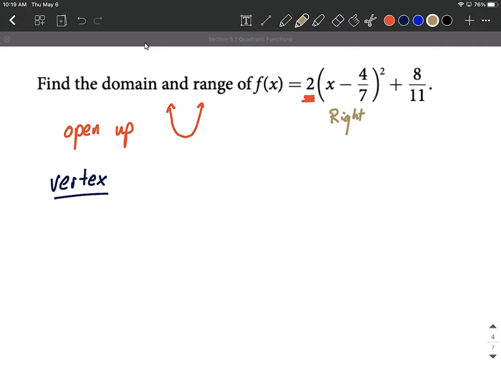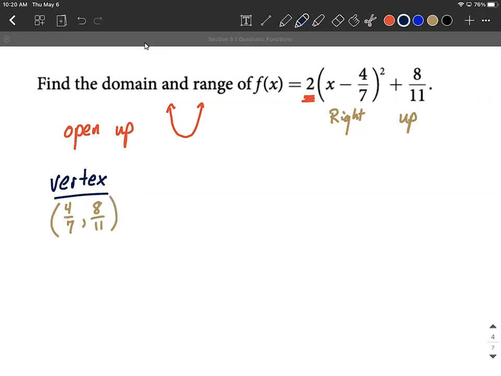And then the 8/11 at the end is being added to the whole thing. We attach numbers directly to the entire function if we're moving everything up or down. Those work in a sense the direction we think they should. So that's going to be moving everything up 8/11 units. So our vertex in this case is going to be moved to the right 4/7, so that's positive 4/7, and then up 8/11, so 8/11 is going to be positive, our y value.